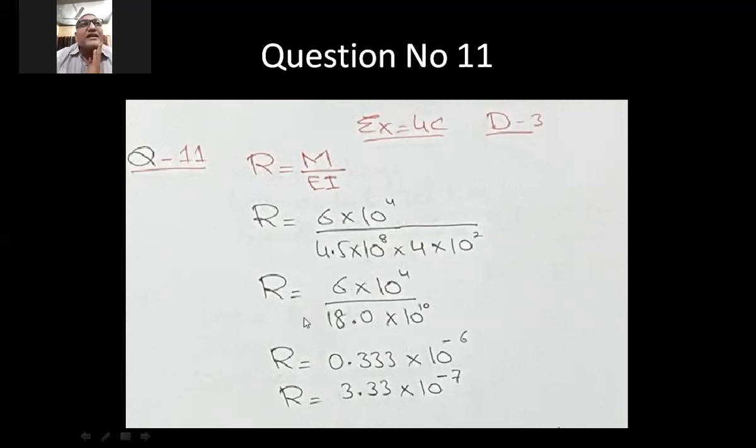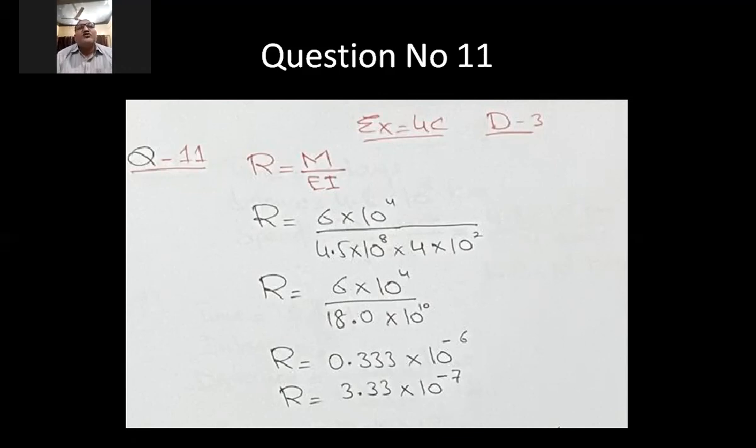6 divided by 18, that's 1 by 3, which is 0.333333. So move this decimal one step to the right side. When the decimal moves to the right side, the power is subtracted. So minus 6 will become minus 7. So you will have 3.33 × 10^-7. So this is how you do question number 11.